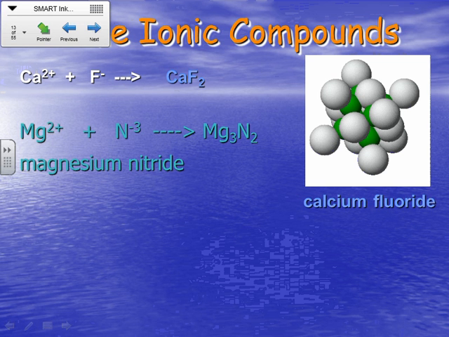Another example, you put magnesium and nitrogen together, it forms Mg3N2. That's called magnesium nitride. All you need to be writing here is the formulas in the blanks, because that's all you really have room for. Okay.